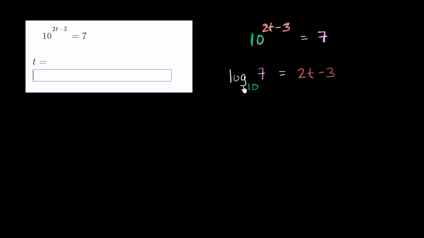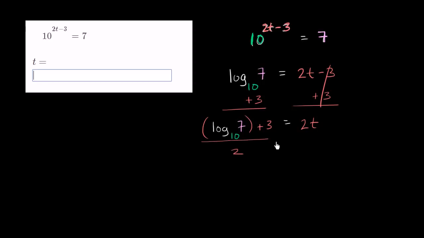Now if we want to solve for t, we can add 3 to both sides. So if we add 3 to both sides, we are going to get log base 10 of 7 plus 3. And this plus 3 is, of course, outside of the logarithm to make it clear. And on the right-hand side, this is going to be equal to just 2t. And now to solve for t, we just divide both sides by 2. So if we divide both sides by 2, we get t is equal to all of this business. Log base 10 of 7 plus 3, all of that over 2.